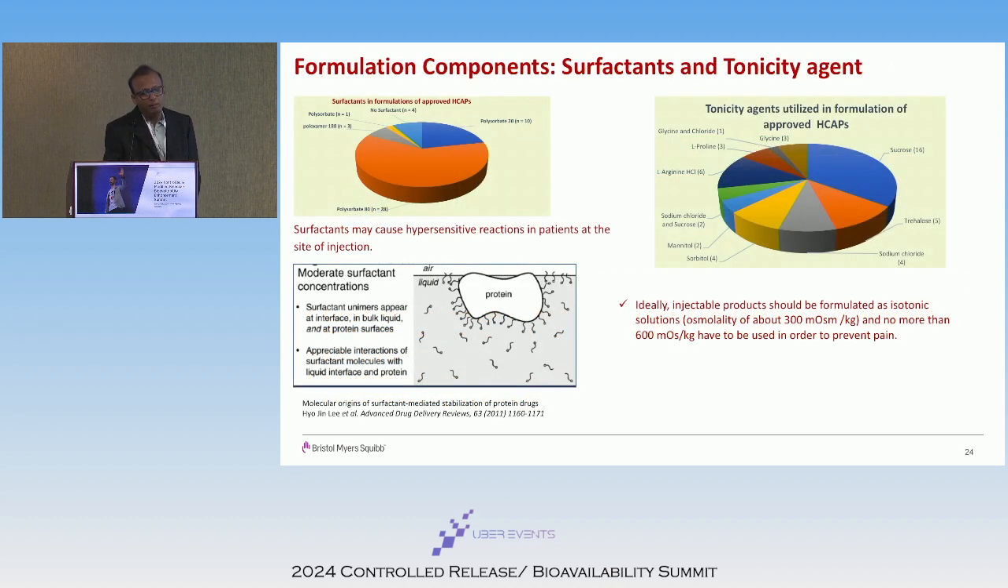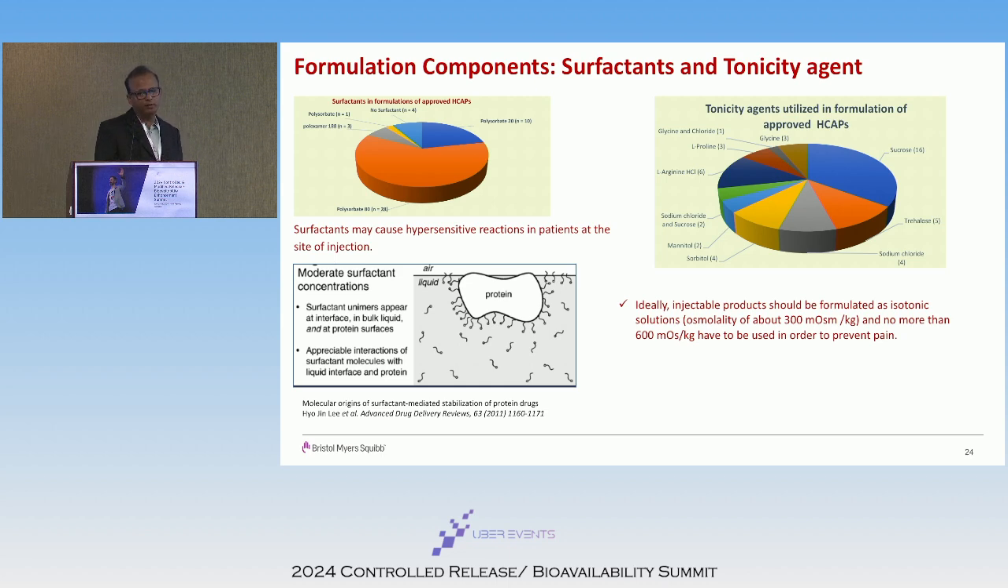There are also other components that we need to address, like surfactants and tonicity agents. The surfactants that we generally use are polysorbate 20 and polysorbate 80, and there are also a few with poloxamer, but surfactants can also cause hypersensitivity reactions. So we need to do some optimization by using surfactants that will stabilize the antibody and, at the same time, be less painful.